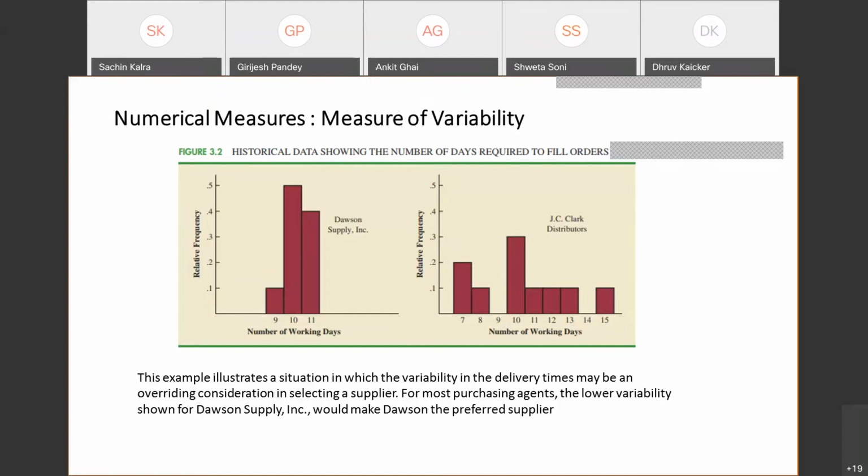The lower variability is shown for Dawson Supply Incorporation. So here you see we have the lower variability, and here we have very high variability. Sometimes JC Clark is delivering in 7 days, sometimes in 8 days, mostly in 10, but can go up to 15. And Dawson is going 9, 10, 11. Now you just cannot make this calculation based on this graph or simple algebraic plus, minus, multiplication operations.